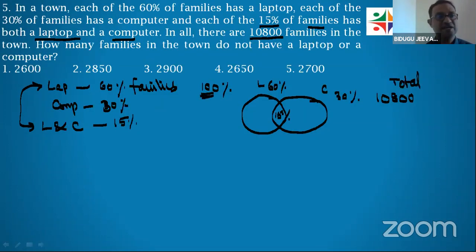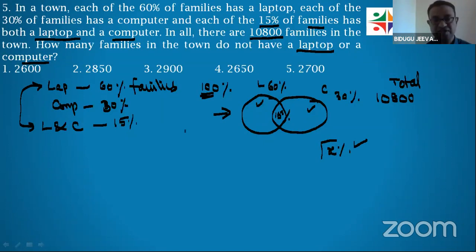Okay. Now, in the town, how many families do not have laptop as well as computer? People may have laptop, people may have computer, or people may have both. Do not have means they are in this position, say X%. How to get X%? This system plus this one gives 100%.